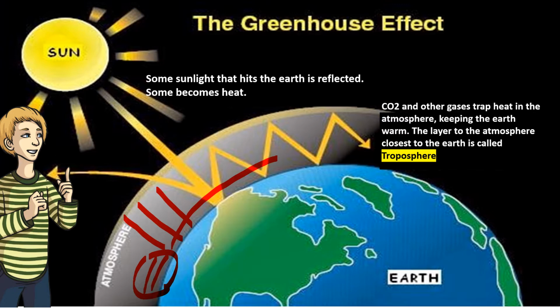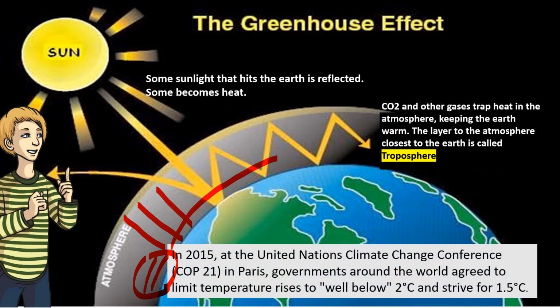Now the scientists and all the governments joined together in 2015 at the United Nations Climate Change Conference because the temperature was increasing at 2 degrees Celsius average. So they decided that we should limit the temperature increase to 1.5 degrees Celsius because it was creating a bad impact on living organisms present on the earth.